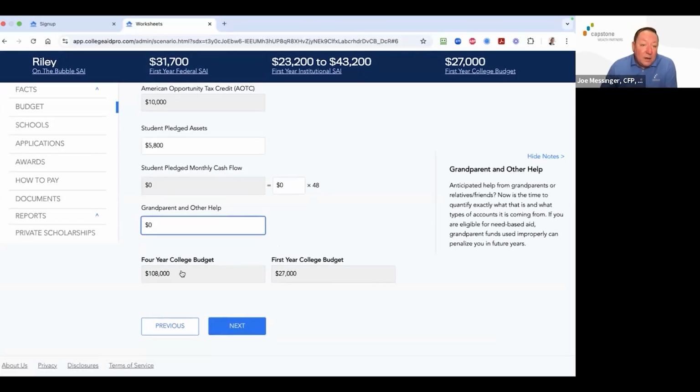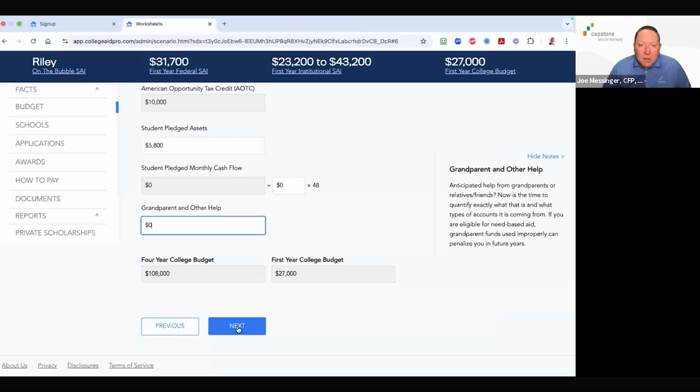So if we have that now, we've got a clear view of, hey, here's our 4-year budget, and here's our kind of our 1-year budget, right? So we've got 108 over 4, first year 27. A lot of times it comes out to be more than we actually thought because we're just thinking 529 plan. So hopefully that's helpful.